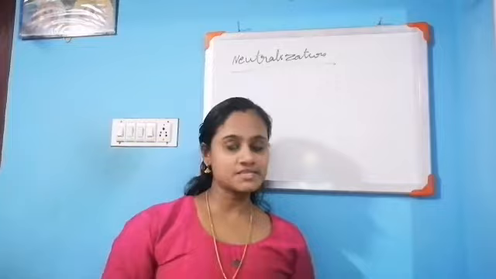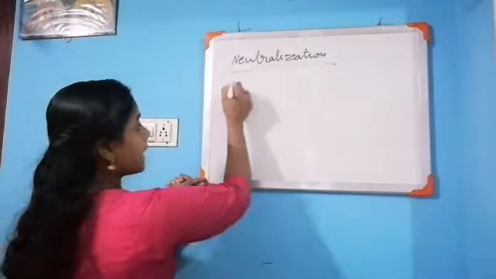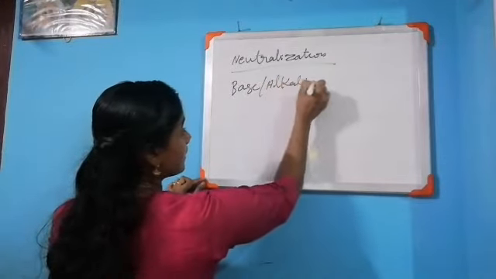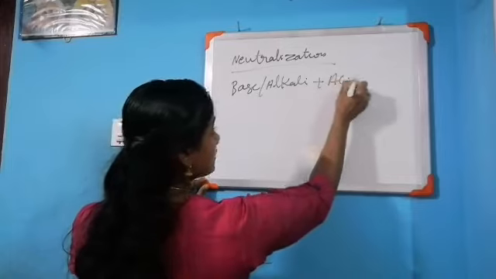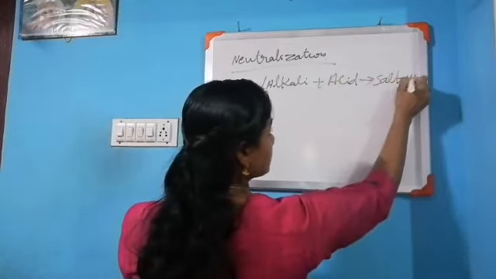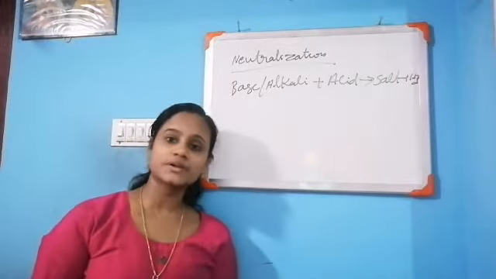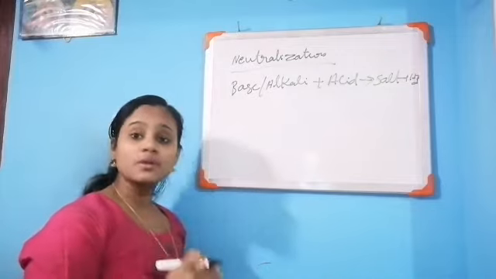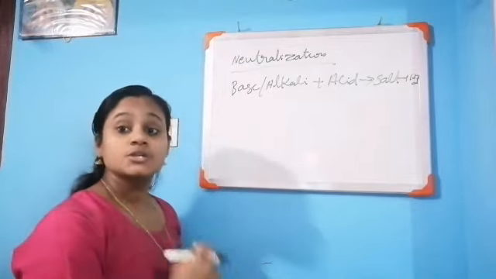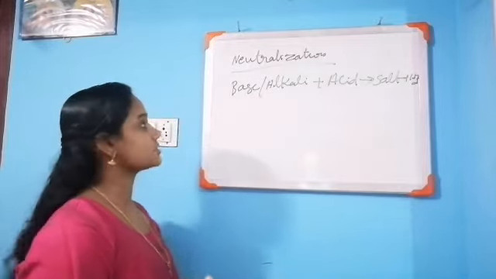Next, neutralization reaction. What is a neutralization reaction? Base or alkali reacts with acid to form salt and water. This reaction is called a neutralization reaction. Base or alkali reacts with acid to produce salt and water. This type of reaction is called a neutralization reaction.